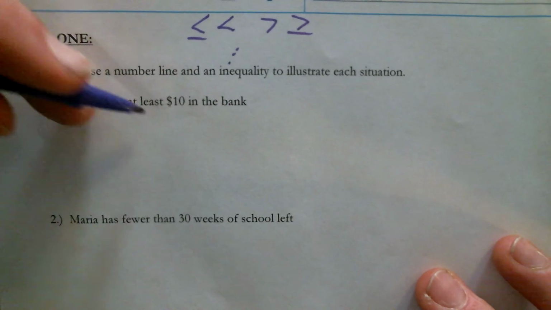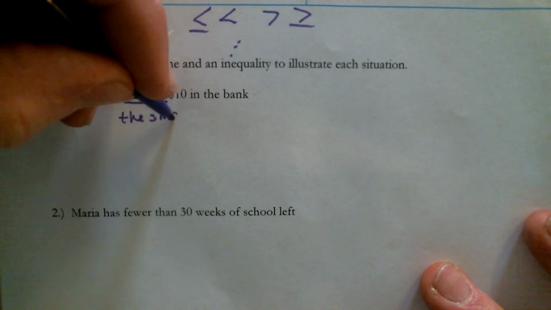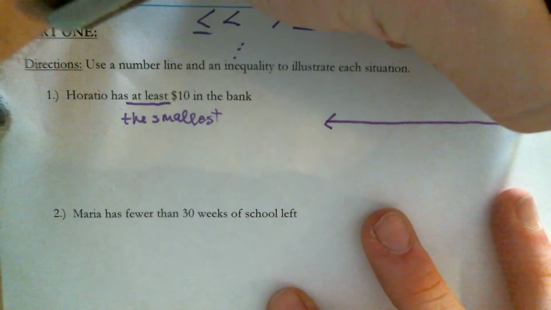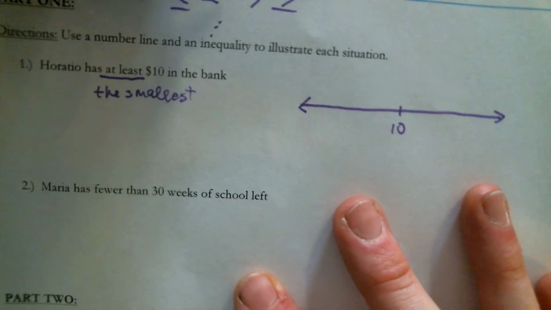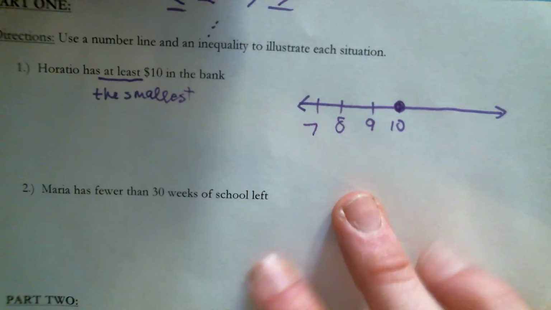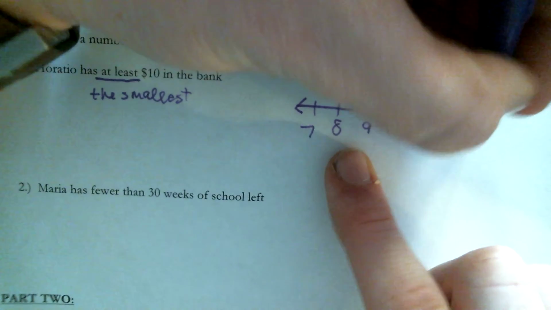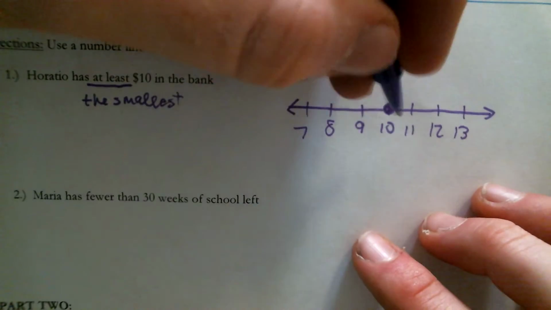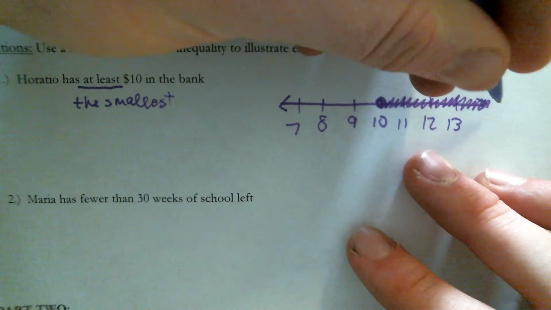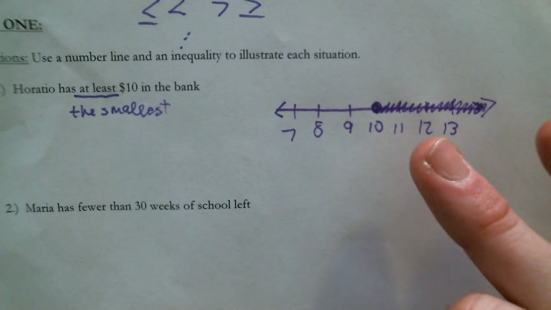So it says Horatio has at least $10 in the bank. At least means that's the smallest. He doesn't have anything smaller than that. So if I have a number line to illustrate what he has in the bank at $10, I know this is the smallest, but he can have it. But if it's the smallest, that would mean he's not going to have anything to the left of it. All of the possible values would be to the right of that number, going on forever. He could have 100, he could have $20, he could have anything above 10, but it has to be at least 10.